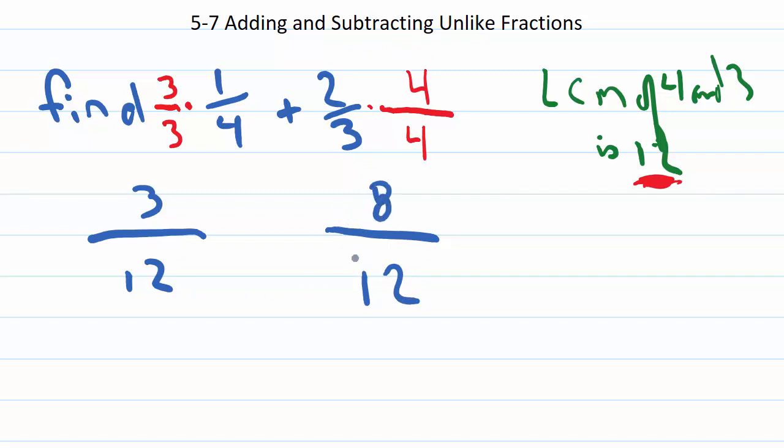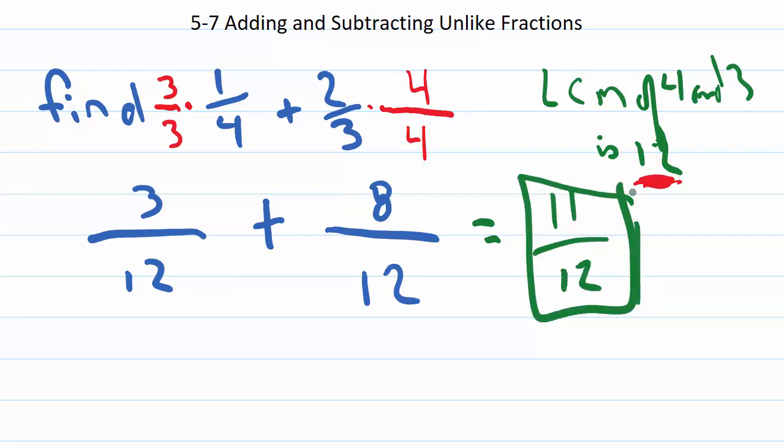Now these fractions are like fractions because they have a common denominator. Now I can add them. 8/12, if I were to reduce it, would reduce to 2/3. So now when I add these, 3/12 plus 8/12 gives me 11/12. And there's my final answer. So I have to have a common denominator in order to add or subtract fractions.